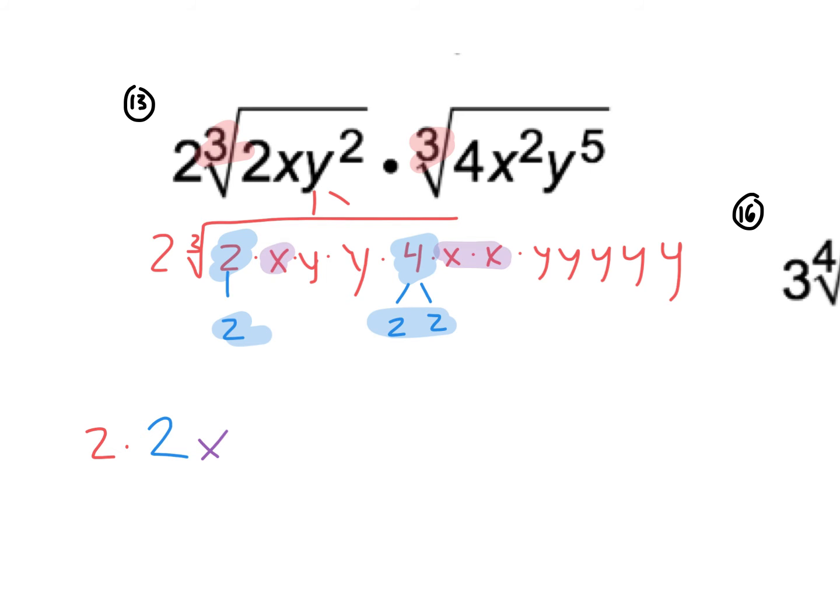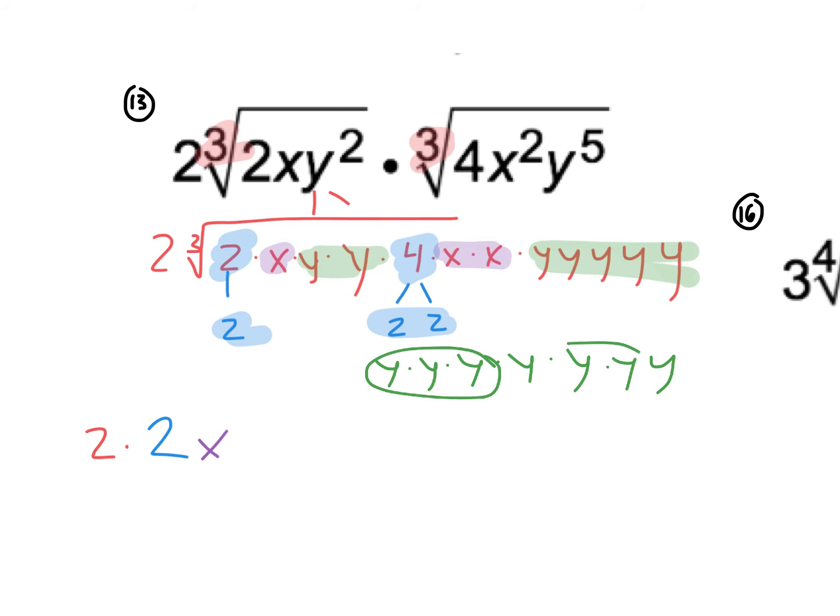And then how many y's do I have? I have 7 y's. So this is y times y times y. 1, 2, 3, 4, 5, 6, 7. I'm circling groups of how many? Groups of 3. So I have 3 here and 3 here. So how many y's come on the outside? How many circles do I have? 2. So 2 come on the outside. And how many stays on the inside? 1.